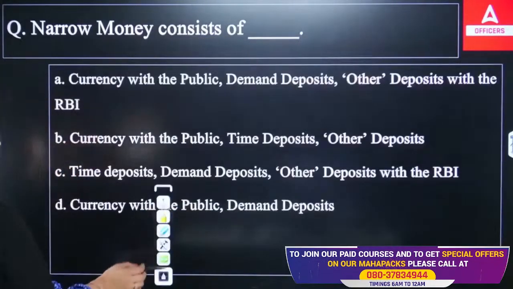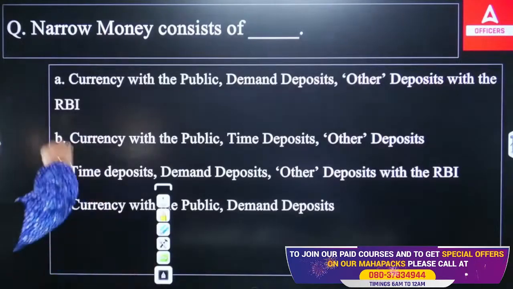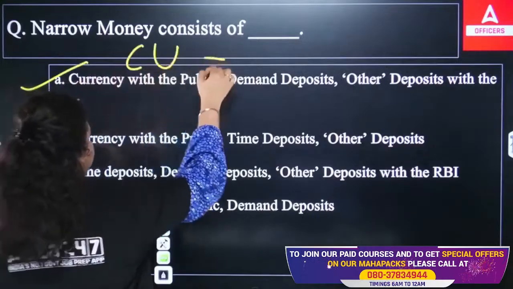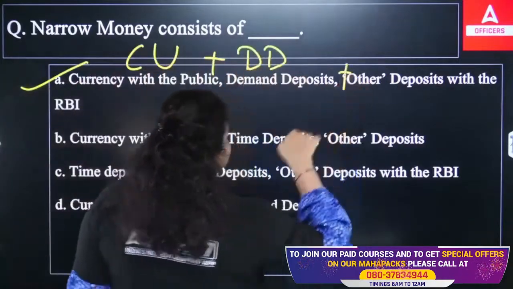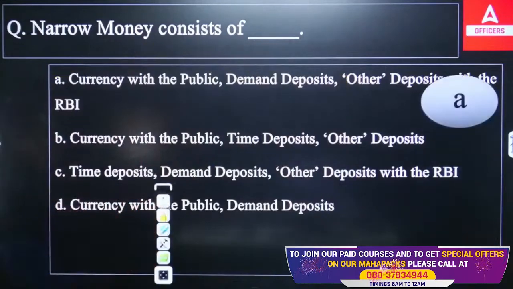Out of this, M1 includes CU plus DD plus deposit with RBI, and you can see currency with public is CU plus the demand deposit plus the deposit with RBI. So this is your right answer. M1 will be your A option.